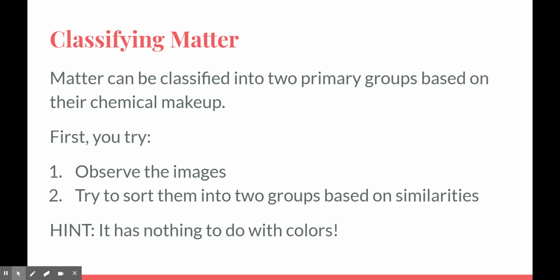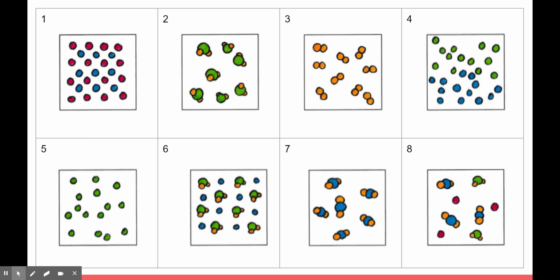So your hint is it has nothing to do with colors. It's all about structure. And your other hint is that there are 4 in each group. Here are your examples. Try and create 2 groups of 4 based on things that they have in common.